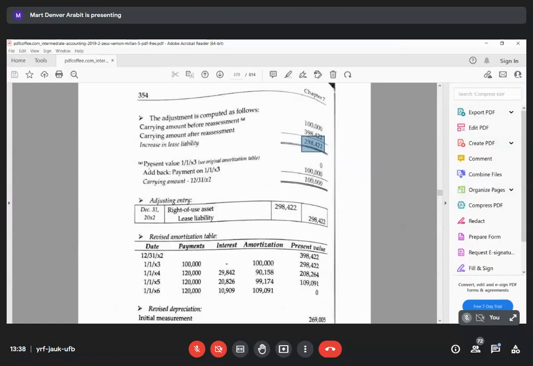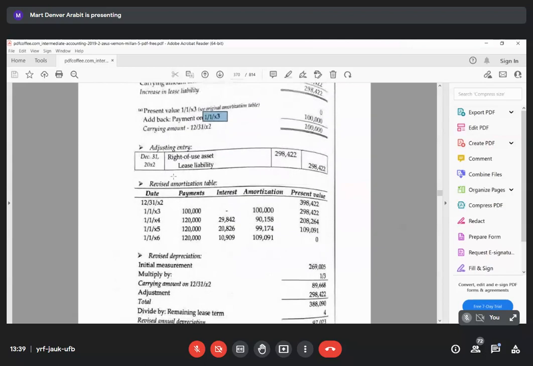So i-add back lang natin yung 100,000 kasi nga hindi pa siya bayad as of December 31, 2022 kasi this January 1 pa lang siya magbabayad, di ba? So to record the increase, it would be 298,422 debit for ROU and same amount debit to lease liability.